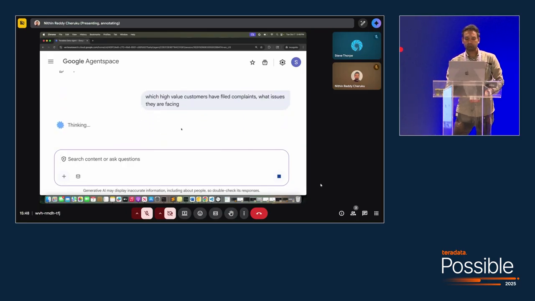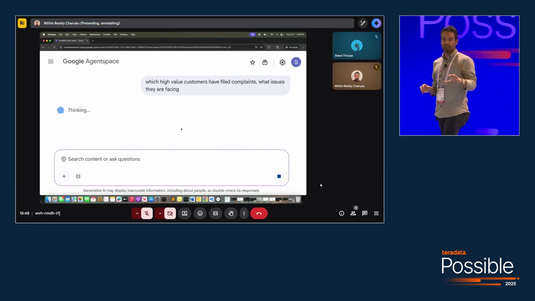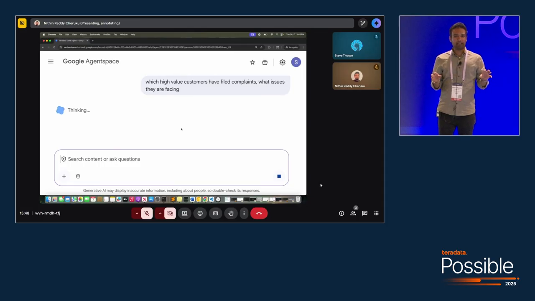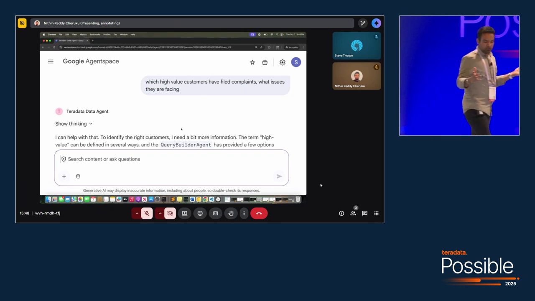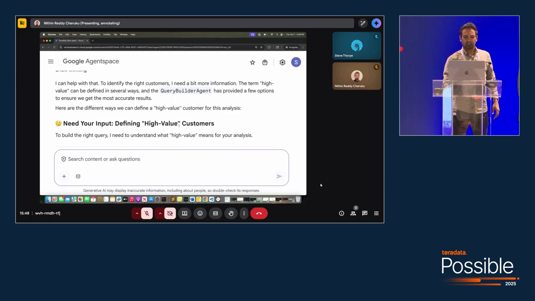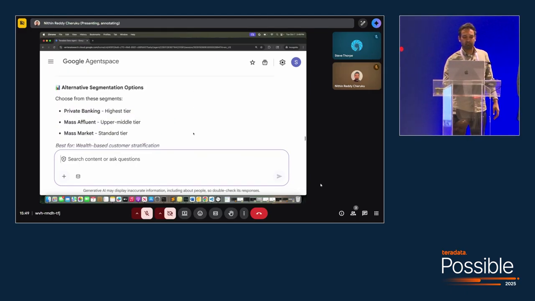Yeah. So now I asked this question, but I also tricked the AI system. I said which high value customers, but I did not tell what high value means. So the system should not just fake it. It should not do something by itself. It should ask for a clarification, right? So it came back and said, I can help with that, but I need your input for high value customers. What does high value mean, right?